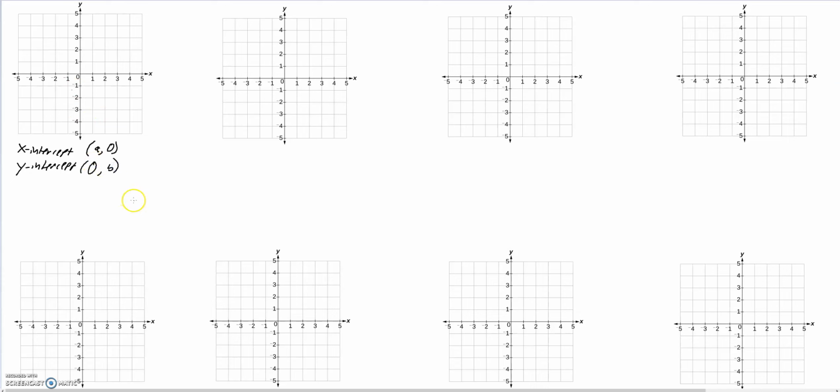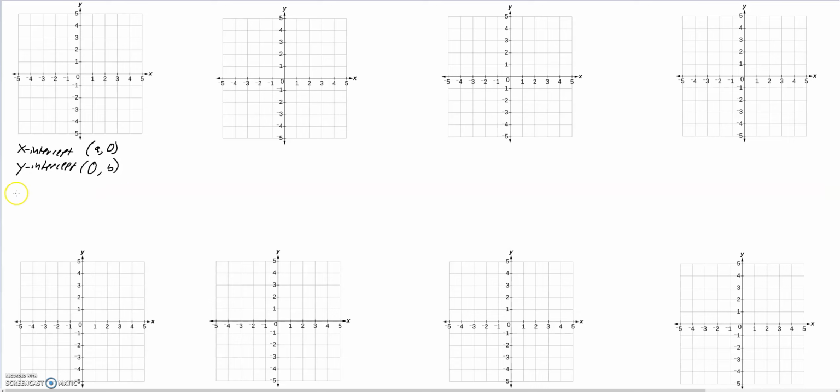Okay? So when we want to find the x-intercept, we'll just set y equal to 0 and solve the equation for x. That'll give us one of our points. The y-intercept, we set x equal to 0, solve for y. That'll give us another point. Then when we have 2 points, we can just graph it as we normally would. Okay? So let's go ahead and see what that looks like here.